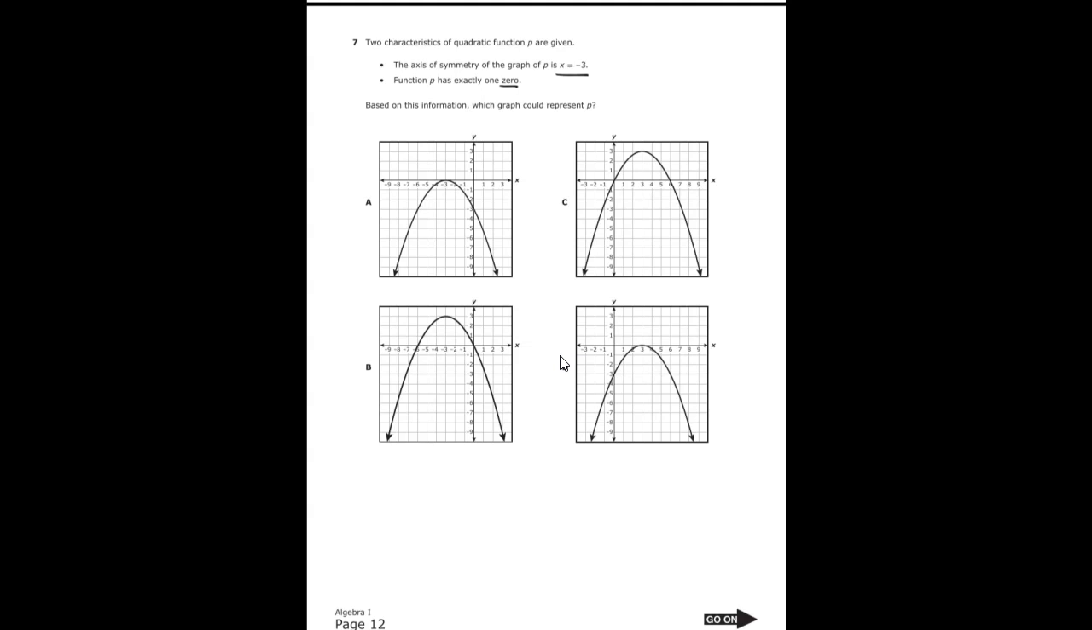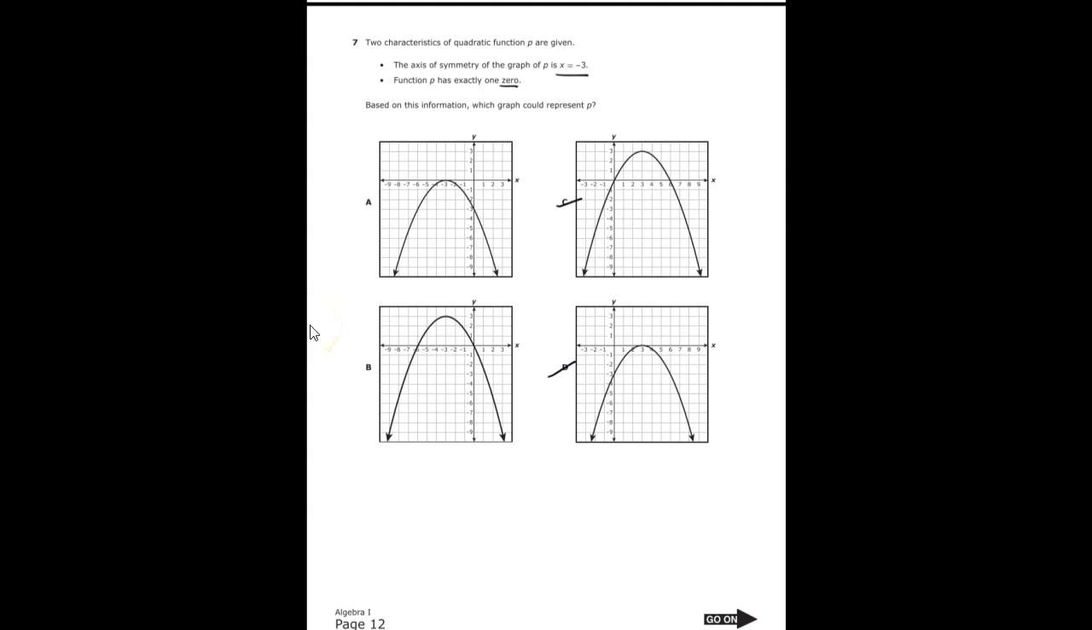So what I'm going to look for here is the vertex of the quadratic function at x equal to -3. Okay, the vertex at x equal to -3. So we're going to cross this out because here the vertex is at x equal to 3. Cross this out here. And then what do we say? It says it has exactly one zero. So that means that at the point where x equal to -3, the graph is going to touch the x-axis and then bounce off that point.